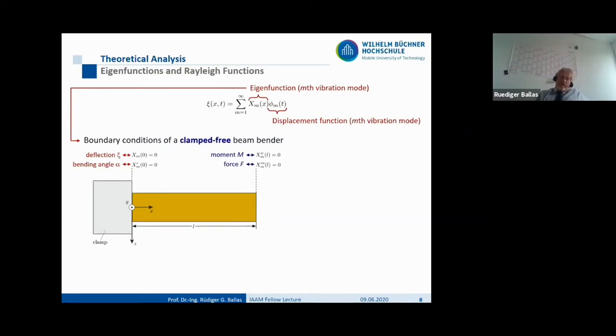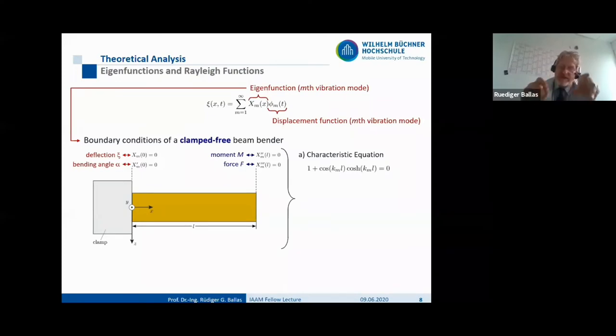When we go to the right side, you see the moment M acts there. It is combined with the second derivative of the bending mode, X''_m equals zero, and also the force F that can be applied to the bender's tip. And so you have four conditions, and these four conditions are used for defining, first of all, a characteristic equation. This characteristic equation is often an equation that can't be solved in an analytical way. It can be solved numerically, and you get the so-called zeros.